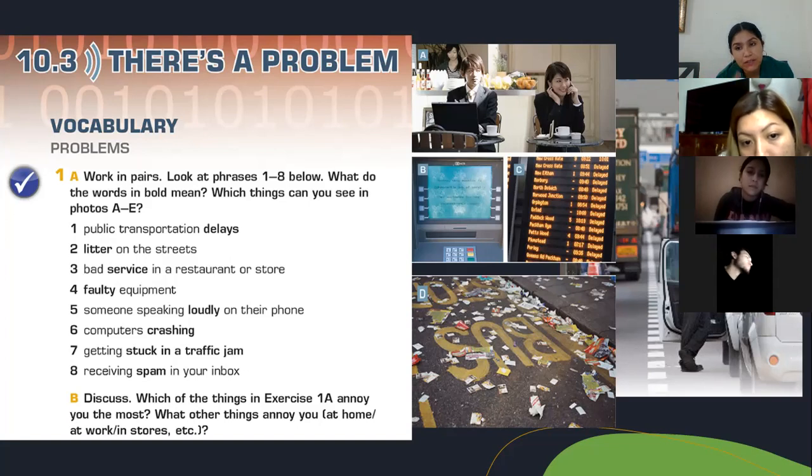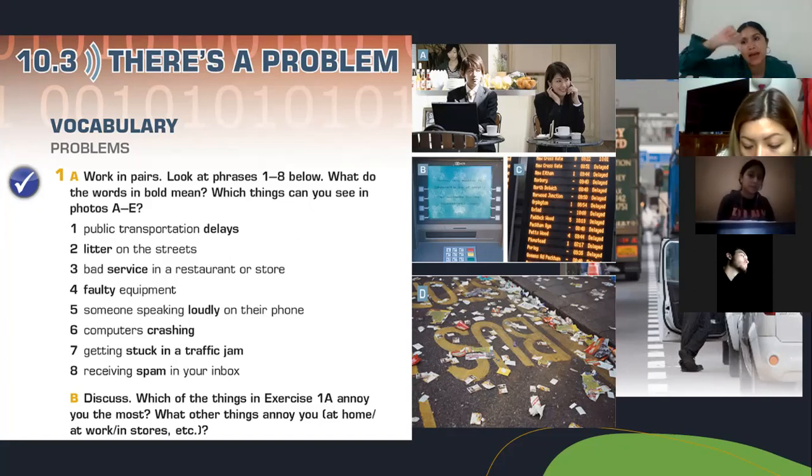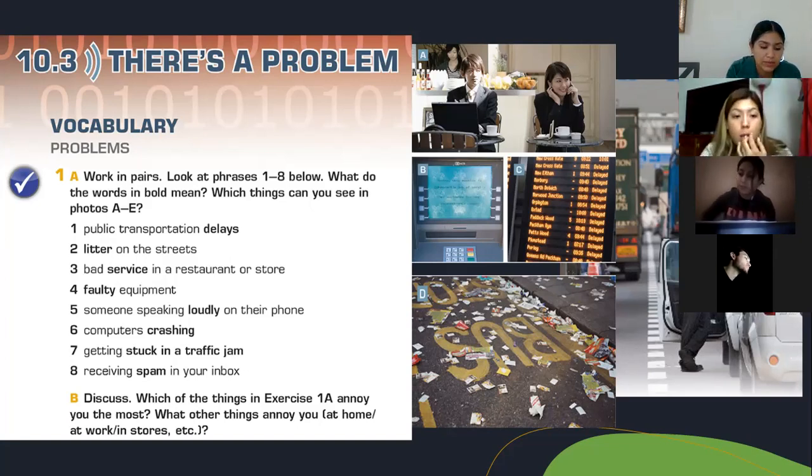3, bad service. What is the meaning of service? Servicio. So bad service, which means that it's bad, right? Good service, bad service. In a restaurant or a store. Then we have faulty equipment. What is equipment?